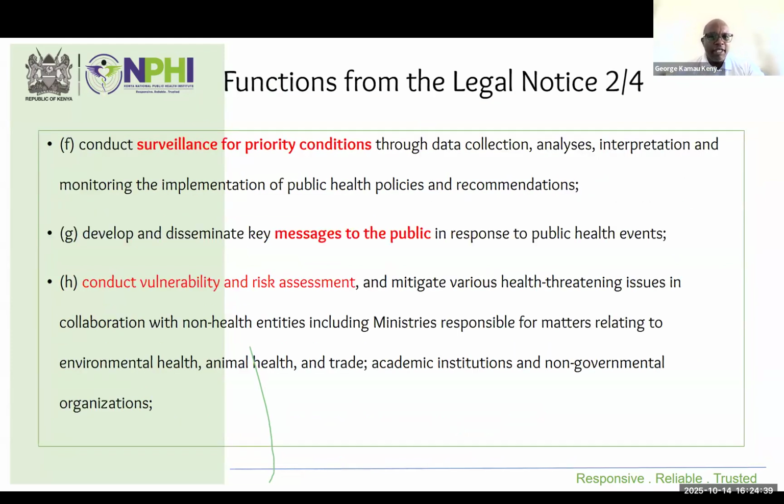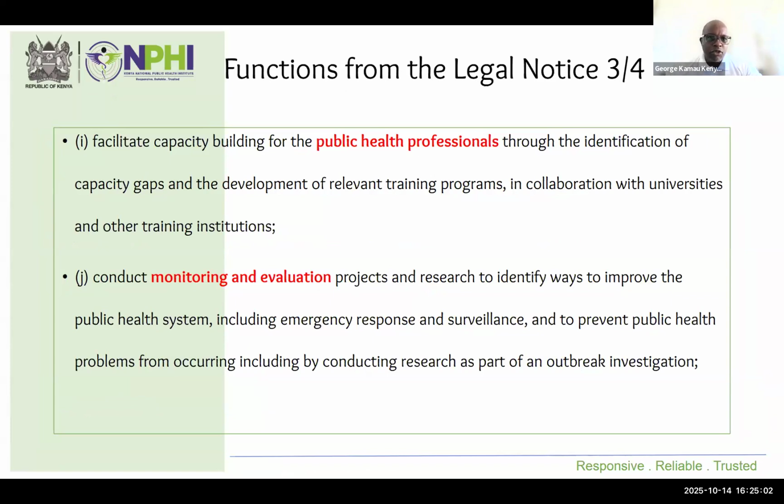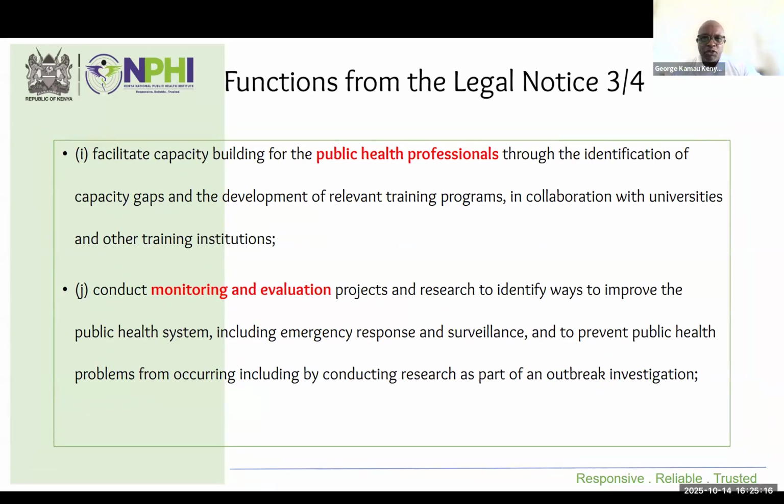All right, so the other function is surveillance for priority conditions. So we have routine surveillance for priority diseases, and then we have to develop key messages to the public for prevention and control measures, and then you have to conduct vulnerability and risk assessment tests. Next slide. So the other thing, we need to build capacity for public health professionals. We have a training school that is FLTP, Field Epidemiology and Laboratory Training Program. And then you also have to do M&E to make sure that we are able to deliver on our mandate. Next slide.